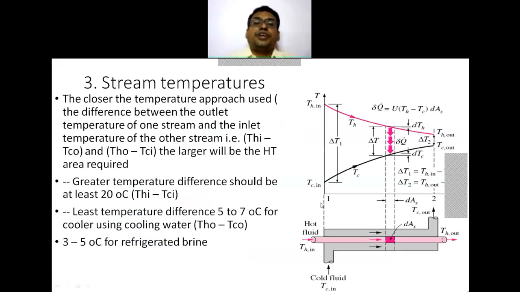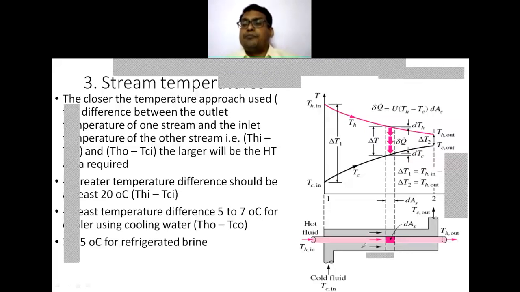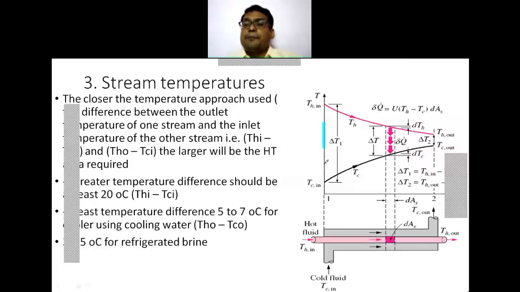The next is the stream temperatures. The closer the temperature approach used, that is the difference between the outlet temperature of one stream and the inlet temperature of the other stream, the larger will be the heat transfer area required. Now, this figure, that is your temperature profile diagram, shows the temperature difference THI minus TCI.